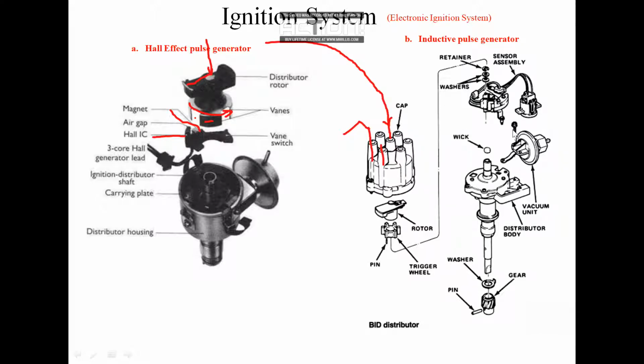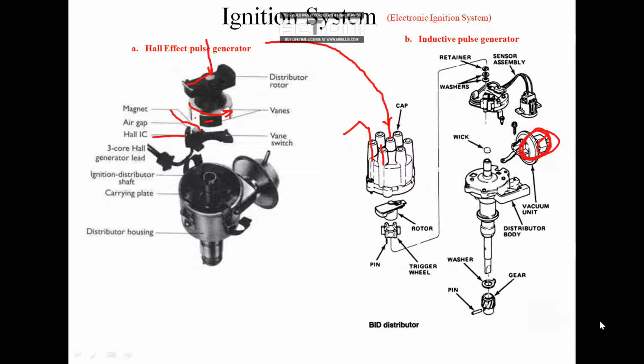Here is the centrifugal mechanism, the centrifugal and vacuum advance method. The centrifugal mechanism is located right over here. The advancement through vacuum, or advancement through the centrifugal arrangement, is difficult to understand from a presentation. We must go through a video clip, so for that purpose I am going to share a video link with you. You can understand those concepts from that video.